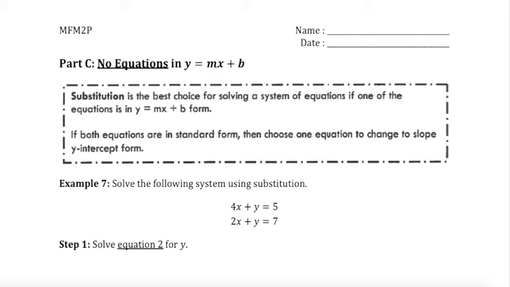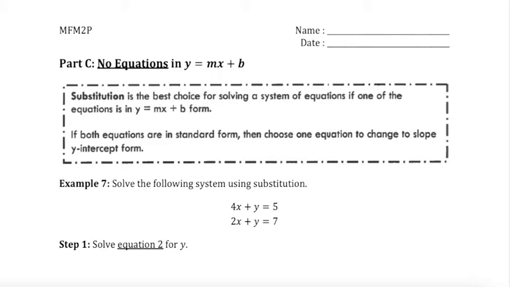Part C, no equations in y equals mx plus b. This is probably the hardest part of substitution when none of your equations are given to you as y equals, or sometimes even x equals. We can work with an x equals as well.